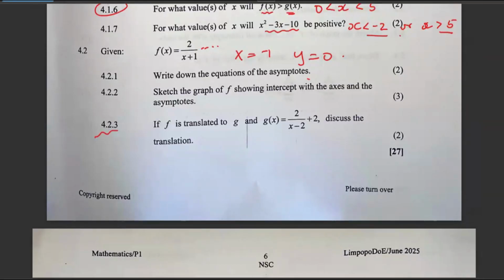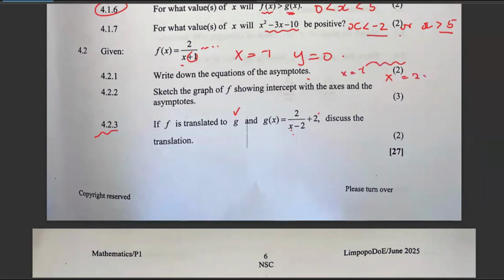All right, then 4.3. So if this f is translated to get g in a way that now we have a -2 and then we have a +2 here, discuss the translation. One thing we need to understand is what exactly happened. Number one, for us to move from +1 to -2, especially with the x, it simply means that the new asymptote, instead of being -1, remember initially it was -1, now it's going to be +2.